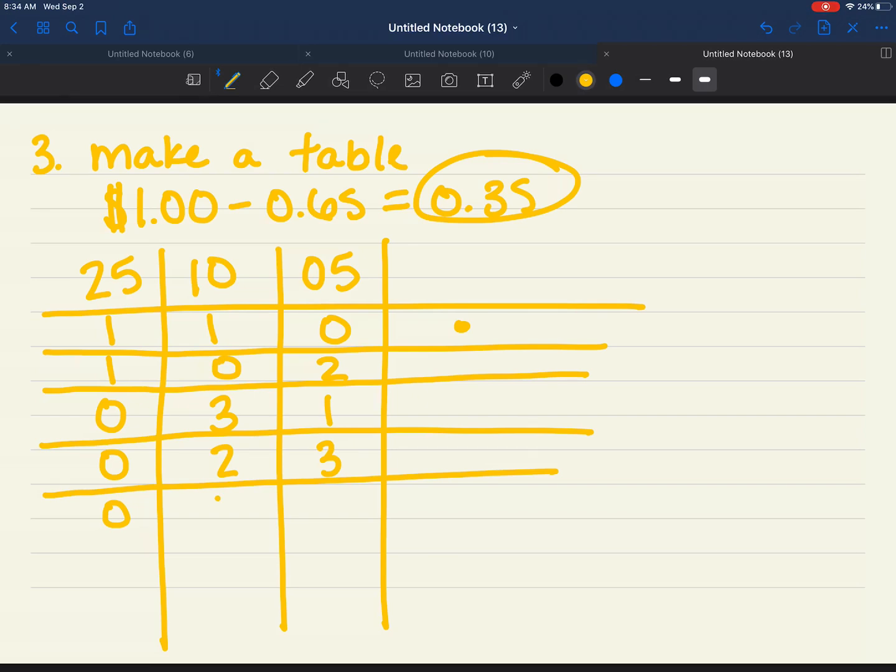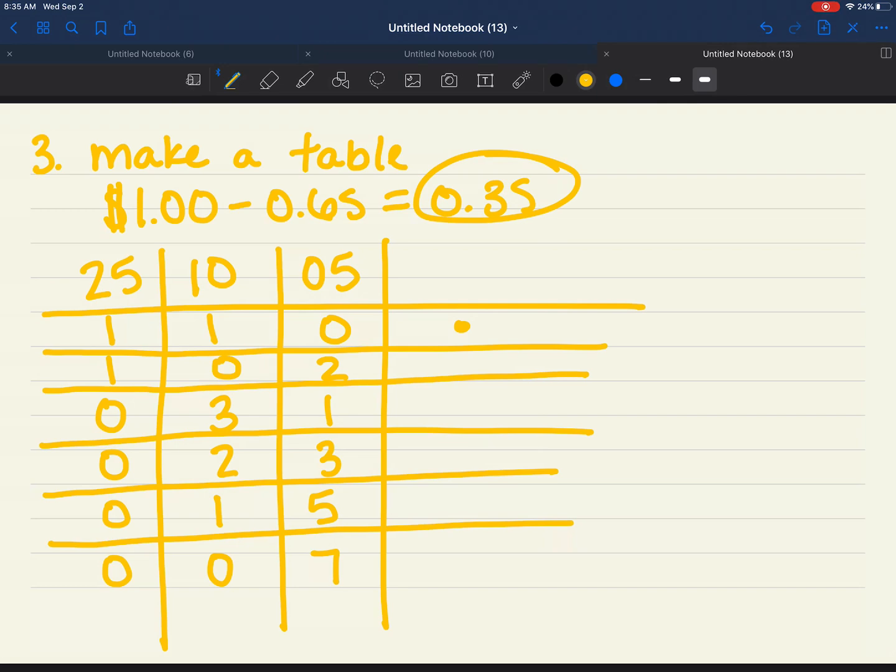Okay, we'll go one less on the dimes. What if I only receive 1 dime for 10 cents? How many nickels would I receive? 5, because it'd be 25 cents. Okay, my last choice would be 0 quarters, 0 dimes, all nickels. How many nickels are equal to 35 cents? 7.